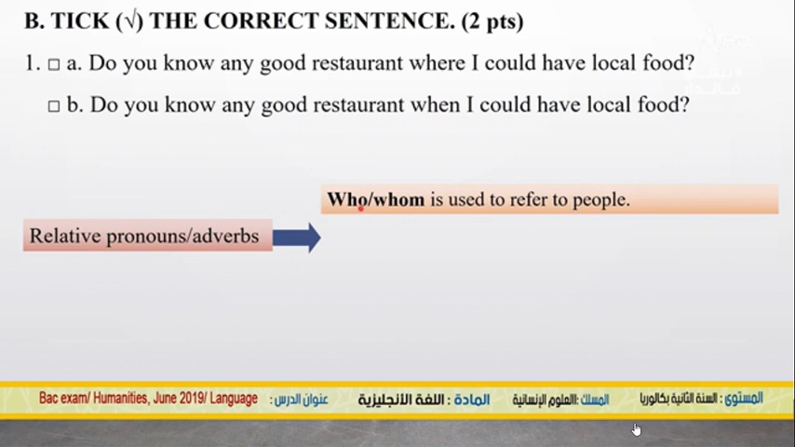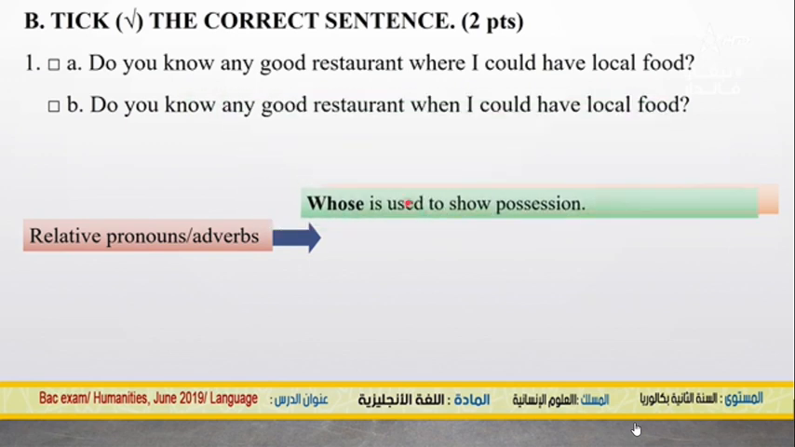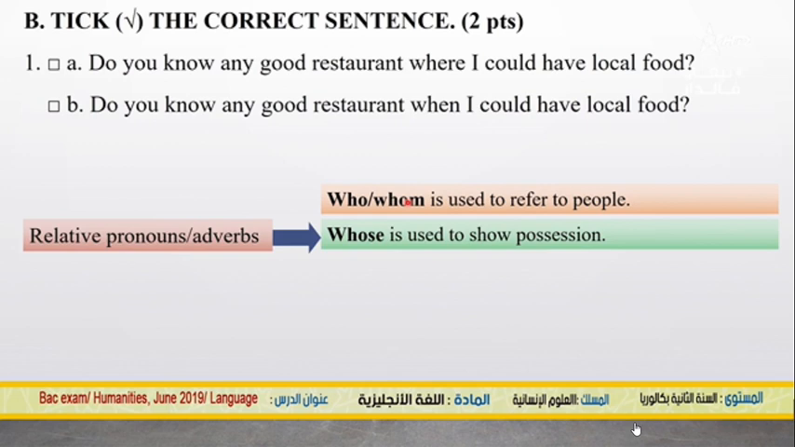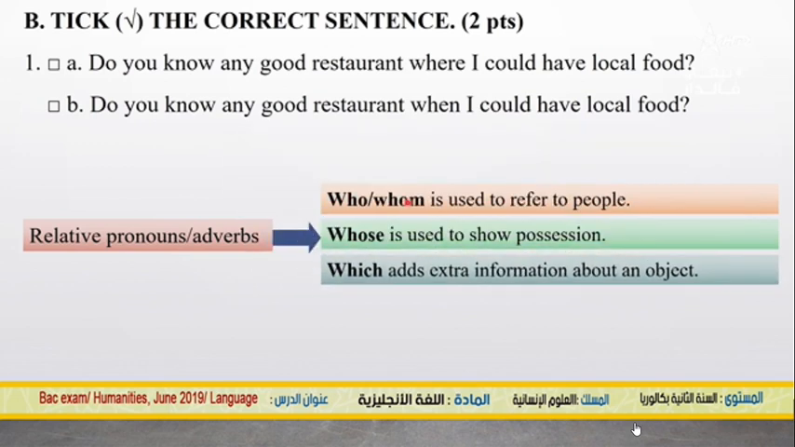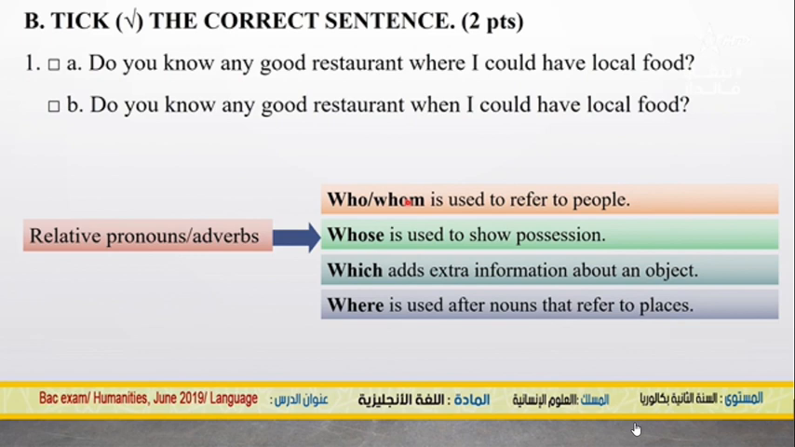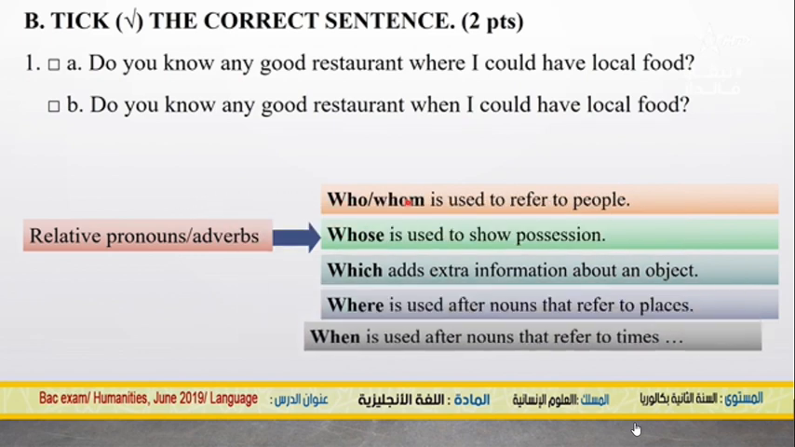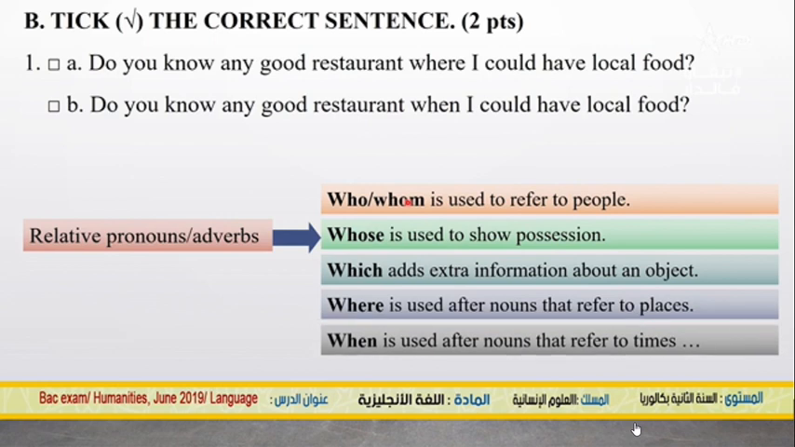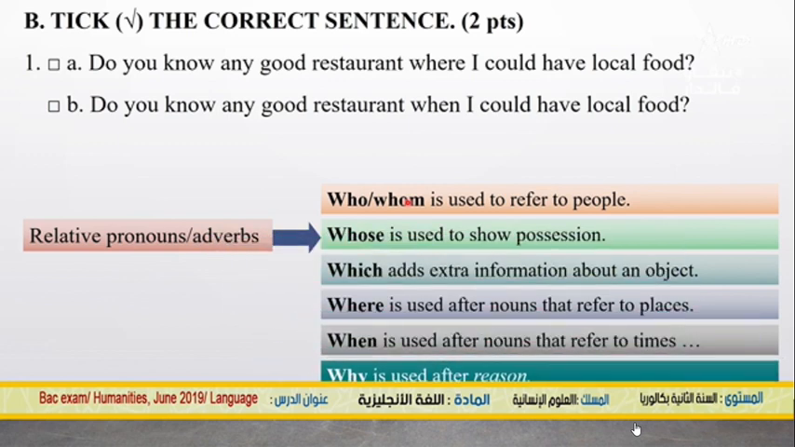So now let me remind you of the use of relative pronouns or adverbs. The first one we have is who or whom, and they are used to refer to people. Whose is used to show possession, which adds extra information about an object. Where is used after nouns that refer to places. When is used after nouns that refer to times and dates. And why is used after reason.